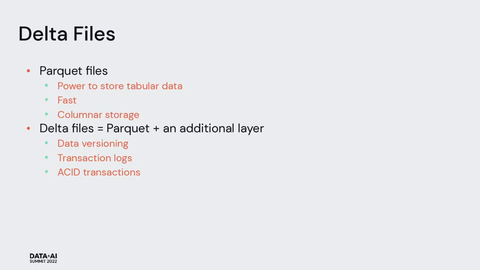Delta files leverage all the technical capabilities of Parquet files, but have an additional layer over them. This additional layer tracks data versioning and metadata, stores transaction logs to keep track of changes made to a data table or object store directory, and provides ACID transactions.